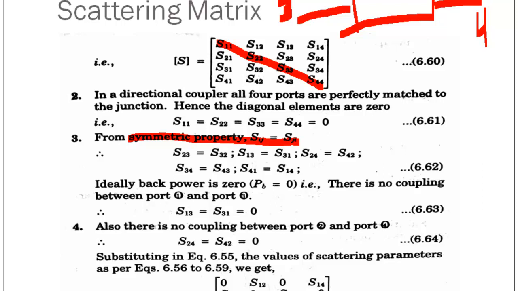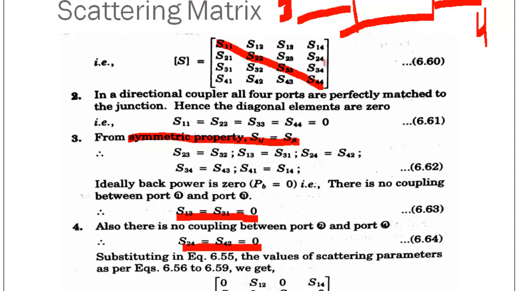That means if we apply any signal at port number 2, then no signal will come out at port number 4. If any signal is applied at port number 4, then no signal will come out at port number 2. That particular characteristic is known as isolation, right? So both the ports are isolated ports, so we can easily write S13 is equal to S31 is equal to 0. Similarly, S24, S42 is equal to 0.